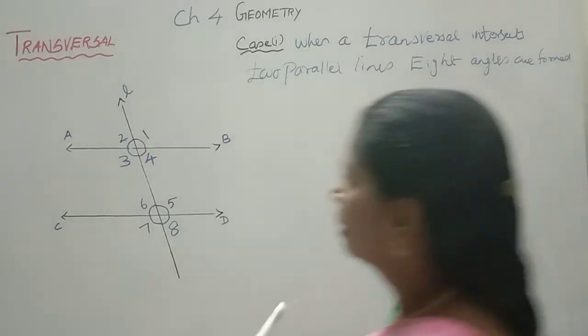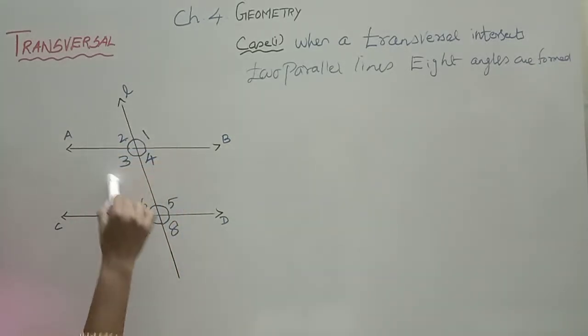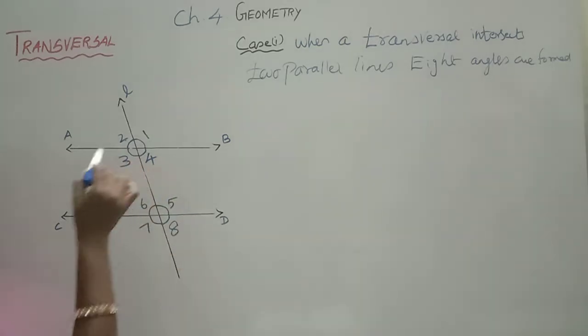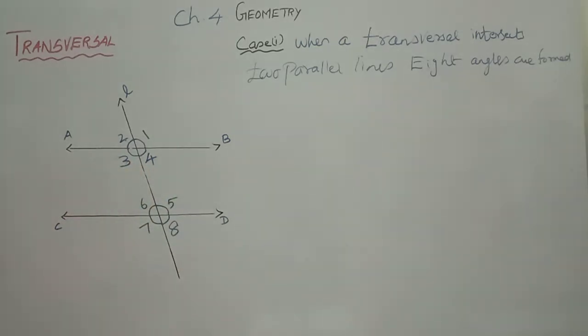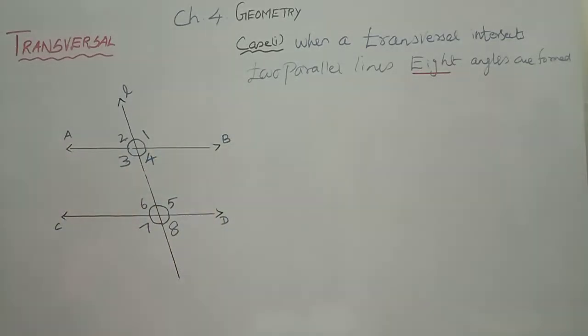How many angles here? Look at the diagram. 1, 2, 3, 4 at this place, and here 5, 6, 7, 8. So totally 8 angles are formed. And now first, what are the names of the angles?